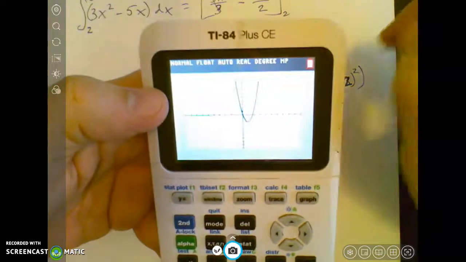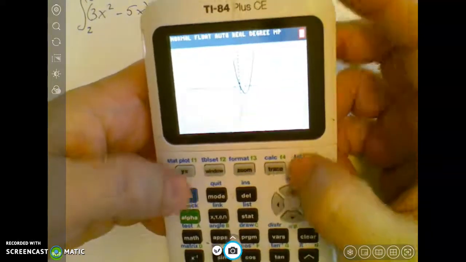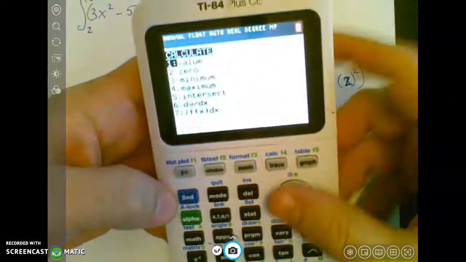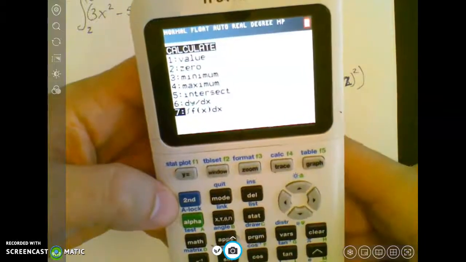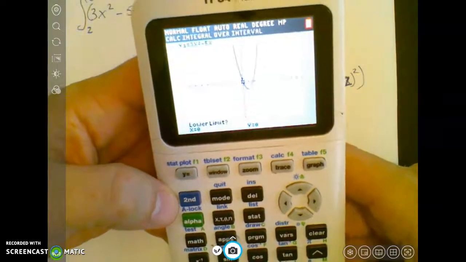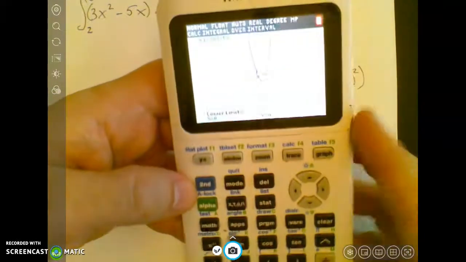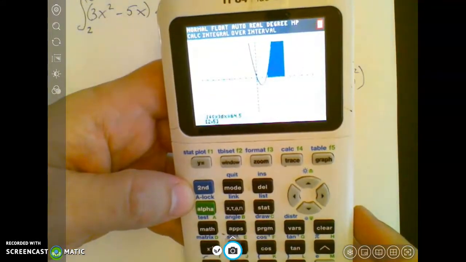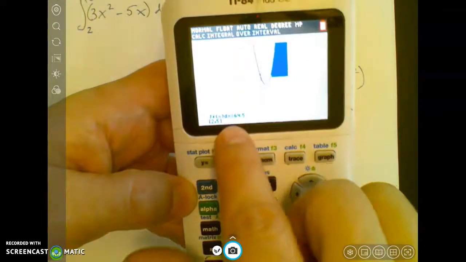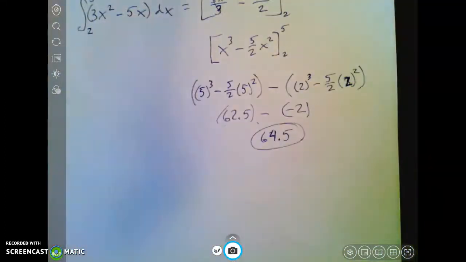64.5. So what's crazy is your calculator can actually check this. If you do second calc, you have zeros and maxes and mins, you can actually find the area to check your answers. The lower limit is 2, the upper limit is 5, and I can check my answer. Boom, 64.5. Sweet.